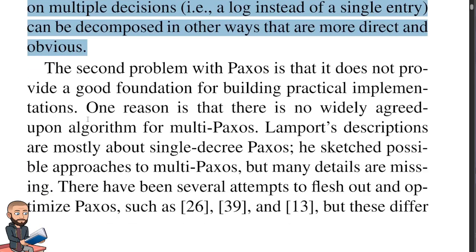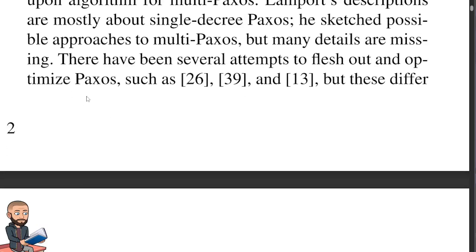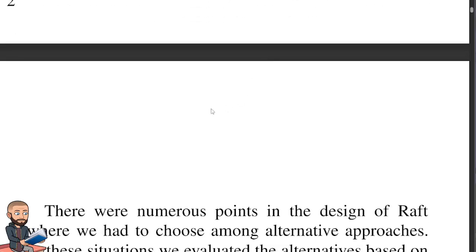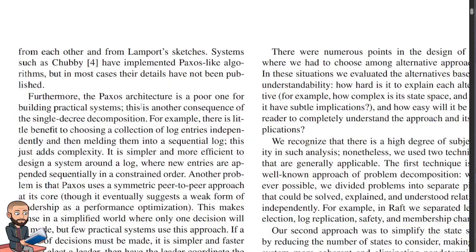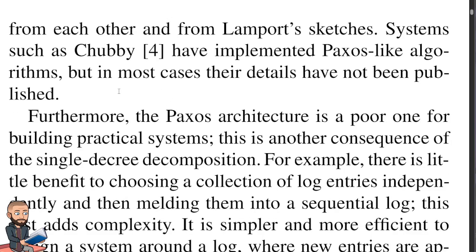The second problem with Paxos is that it does not provide a good foundation for building practical implementations. One reason is that there is no widely agreed upon algorithm for multi-Paxos. Lamport's descriptions are mostly about single-degree Paxos. He sketched possible approaches to multi-Paxos, but many details are missing. There have been several attempts to flesh out and optimize Paxos, such as the ones you can find in these footnotes, but these differ from each other and from Lamport's sketches. Systems such as Chubby have implemented Paxos-like algorithms, but in most cases their details have not been published.